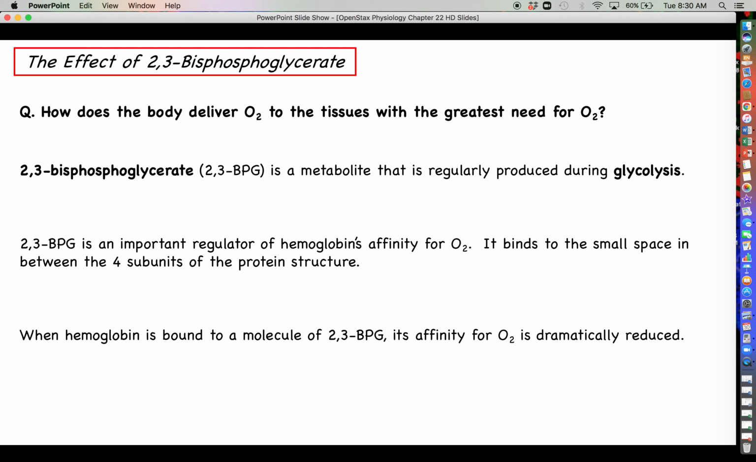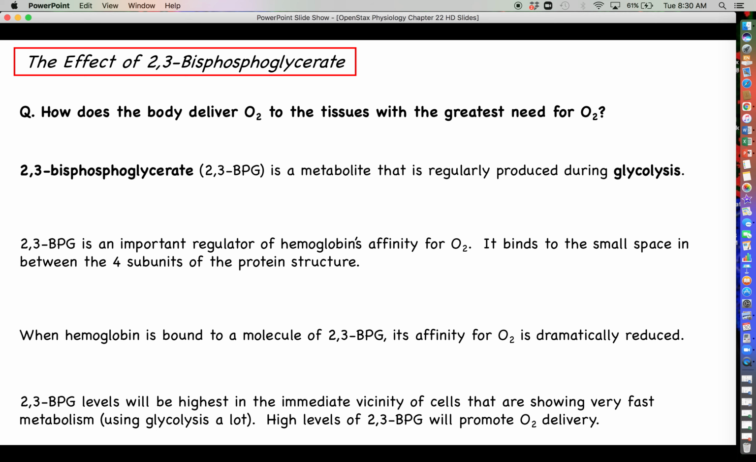So this 2,3-BPG is kind of like a flag that cells can raise to indicate to hemoglobin that, hey, we need more oxygen. We need more of that oxygen that you're carrying. We need you to give us more oxygen than you normally do. And by reducing the affinity that hemoglobin has for oxygen, we can get more oxygen delivered to these cells and to these tissues than we ordinarily do.